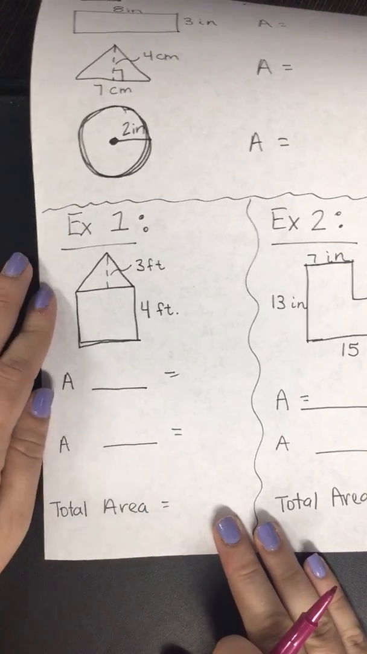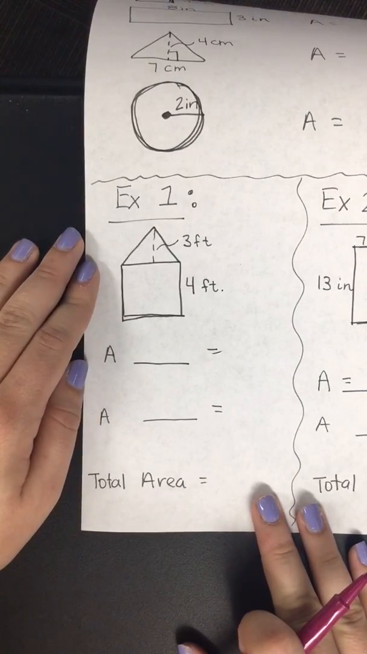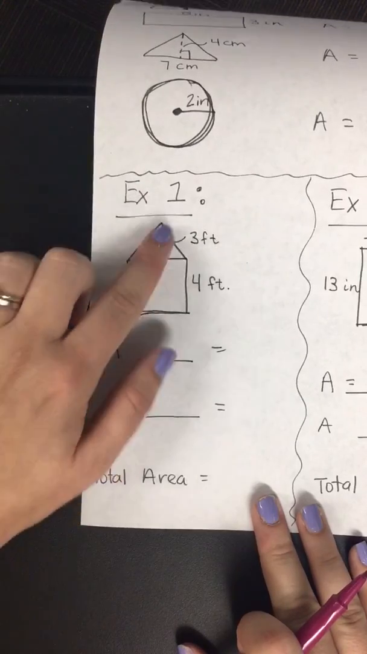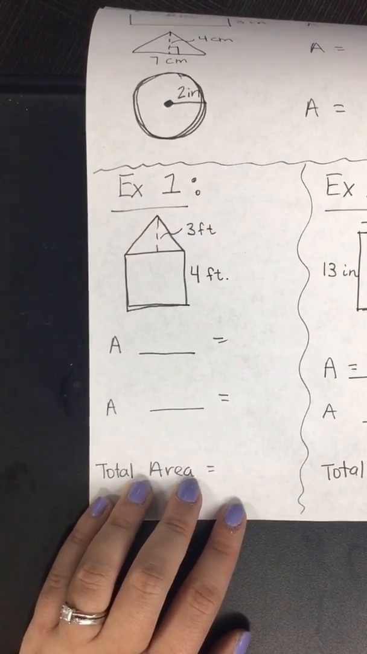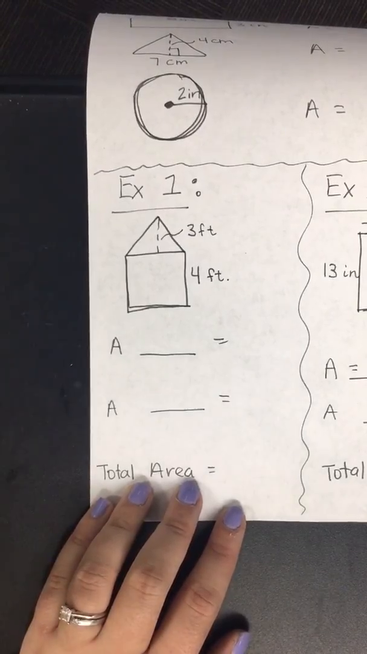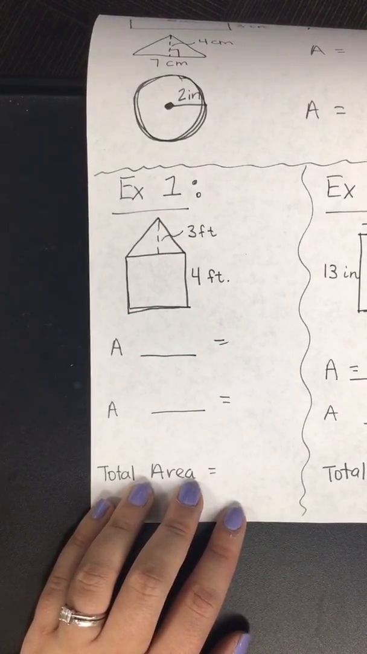Okay, so for example 1, we have a figure. It's called a composite figure because it's made up of more than one shape. The first thing we need to do is determine what shapes we see in our figure. Who can tell me one shape that we see in this figure?